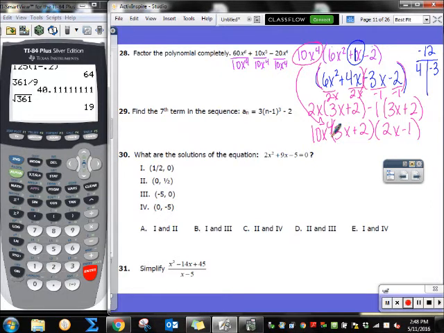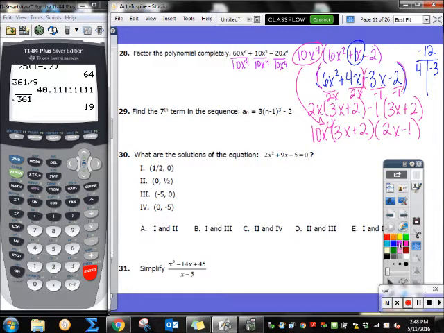For number 29, find the 7th term in the sequence a sub n equals 3 times n minus 1 to the 3rd power minus 2. A sub n means that n is going to be our 7. So we just need to plug in 7, and you can do one of two things. If you want to put that in your calculator, you can, but it's pretty straightforward. So a sub 7 equals 3 times 7 minus 1 cubed minus 2.